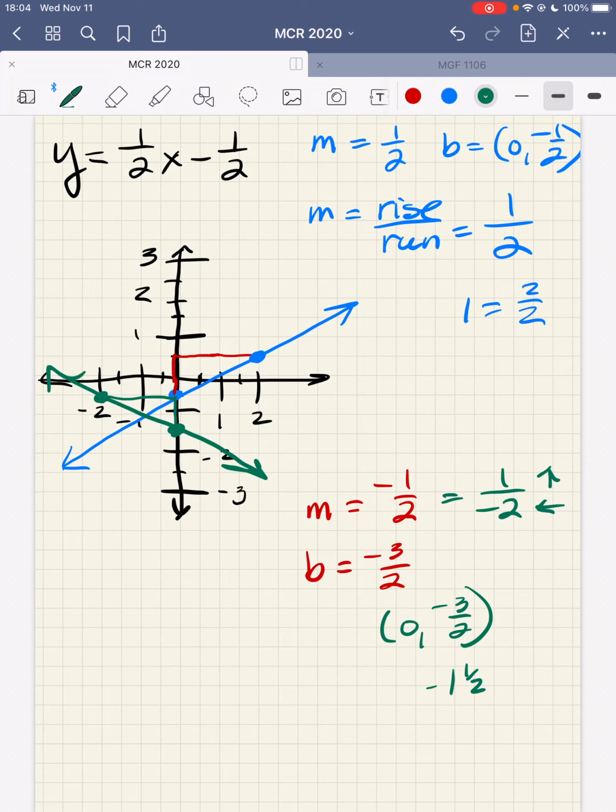Now look at the idea of my slopes. My slope for the first line, the blue line, was positive 1/2, which means it should go up from left to right. And my line does, so I'm okay. If I look at my second slope, it's negative 1/2, which means it should go down from left to right, and it does that. So make sure you're paying special attention to the direction of your line to make sure that you are actually graphing your line correctly.